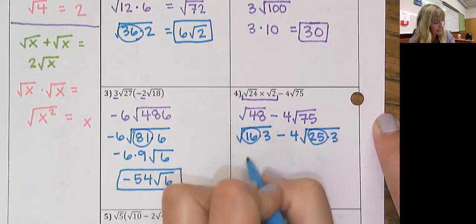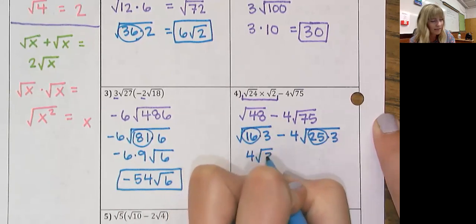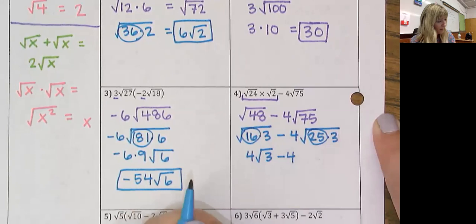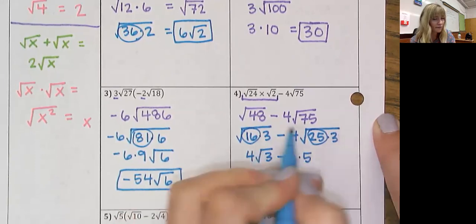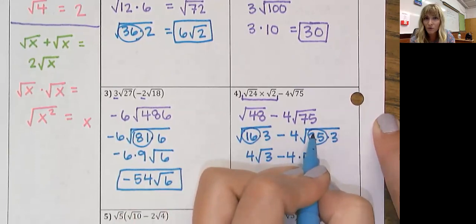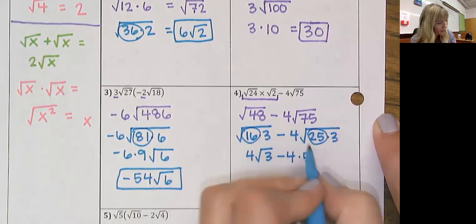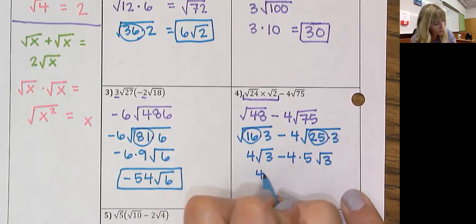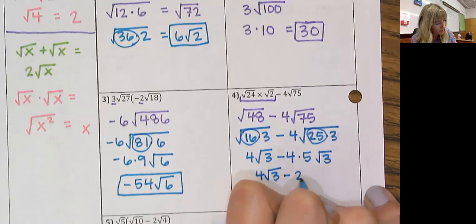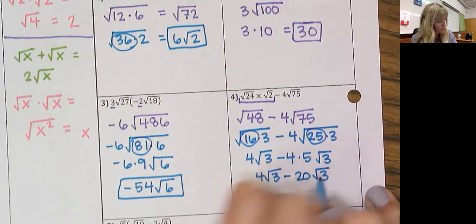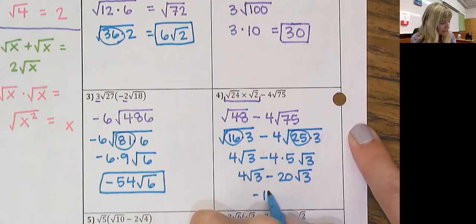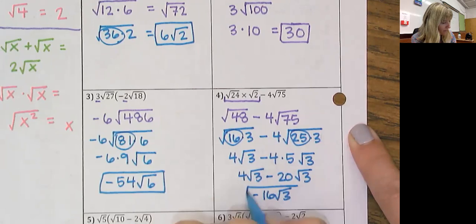Ready? Square root of 16 is 4. The 3 stays inside. This coefficient is already there. Don't forget about it. But now I'm going to times it by a 5. Why? Because square root of 25 brings out a 5. The other 3 stays inside. Now I clean this up some more. 4 times 5 is 20. Now I remember my integer rules from 7th grade. 4 minus 20 is -16 square root of 3.